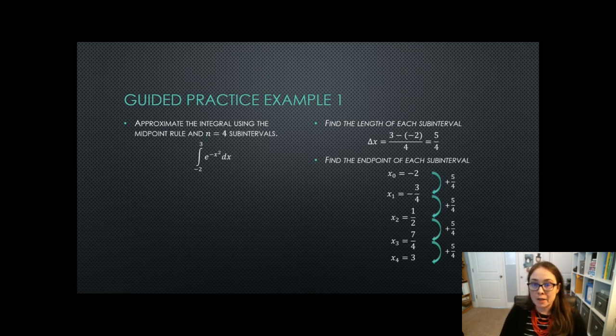Okay, so if I was doing Trapezoid Rule or Simpson's Rule, I'd have everything I need to start plugging into the formula. But this is Midpoint Rule, so now I have to find the midpoints. So I need to find the value halfway in between -2 and -3/4, halfway in between -3/4 and 1/2, and so forth.